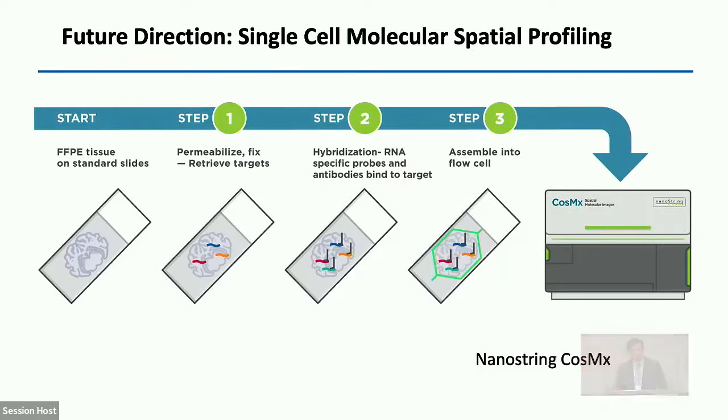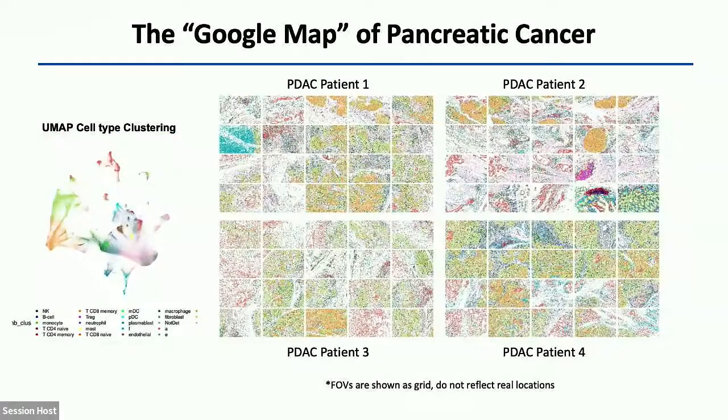And the last thing I wanted to talk about is future directions. We're using a single cell molecular spatial profiling technology called the NanoString CosMx. This, unlike the prior assay, is only 1,000 genes, but in this case, you can visualize those 1,000 genes on the slide itself. So you have single cell resolution of these 1,000 genes. And so what you can start to think about is that we can now build this Google Maps of pancreas cancer. You can do UMAP clustering of those 1,000 genes and identify different cell types based on that. But then you can map them spatially back to the tumor histology or the tumor image and know where these are in space. And so this is the type of data that we're generating.